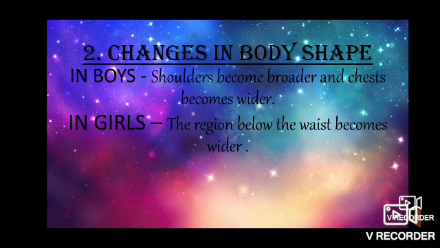Now let's see the second change that happens during puberty, that is changes in body shape. In boys, shoulders become broader and the chest becomes wider, whereas in girls, the region below the waist becomes wider.